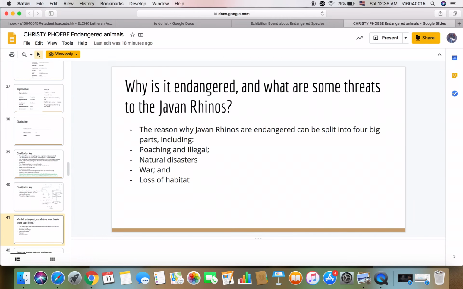And why is the Javan rhino endangered, and what are some threats to the Javan rhinos? The reasons why Javan rhinos are endangered can be split into 4 big parts, including poaching and illegal trafficking, natural disasters, war, and loss of habitat.